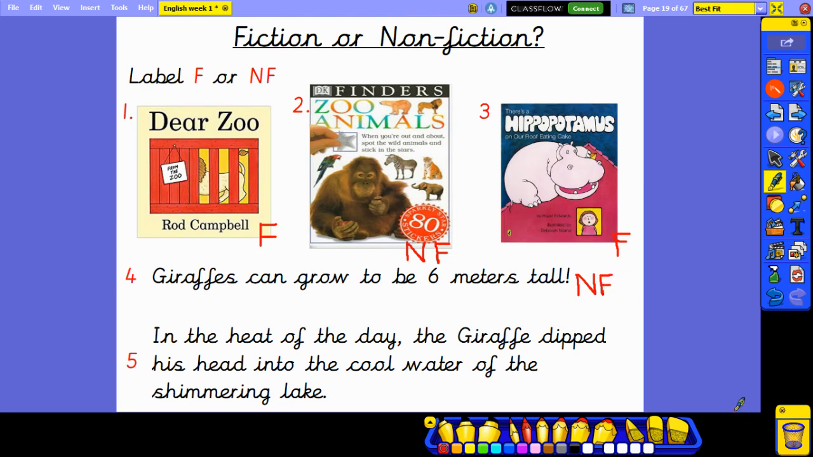Number 5, in the heat of the day, the giraffe dipped his head into the cool water of the shimmering lake. That's a lovely sentence with lots of description, and it's written in the past tense. That's not fact and information. That is a fiction sentence.